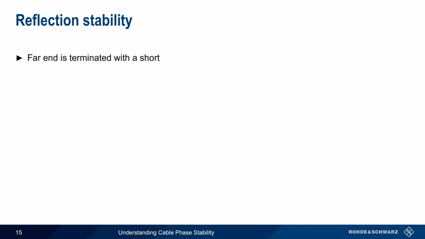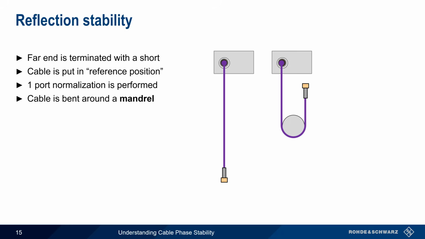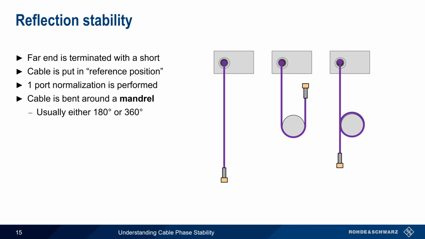In a reflection stability test, the cable is attached to the VNA at one end, and the far end is terminated with a short. The cable is first placed in a reference position, that is, with the cable fully extended in a straight line, and a one-port normalization is performed. After this, the cable is bent around a mandrel, which provides a stable and reproducible bend. In most cases, this bend is either 180 degrees or 360 degrees.